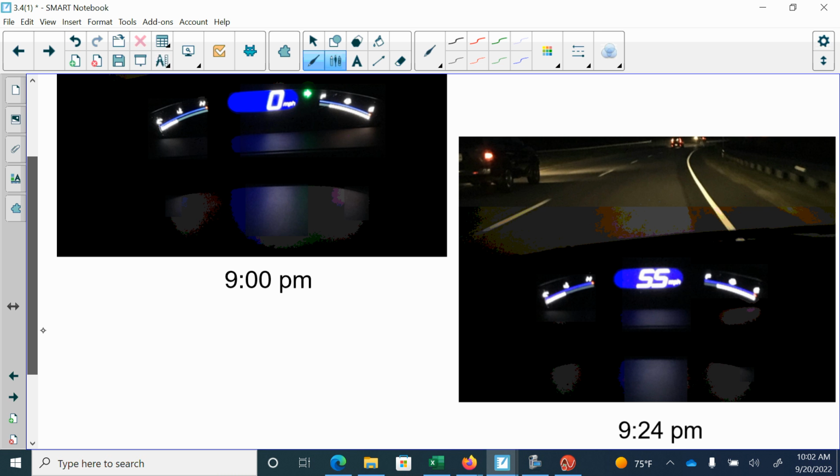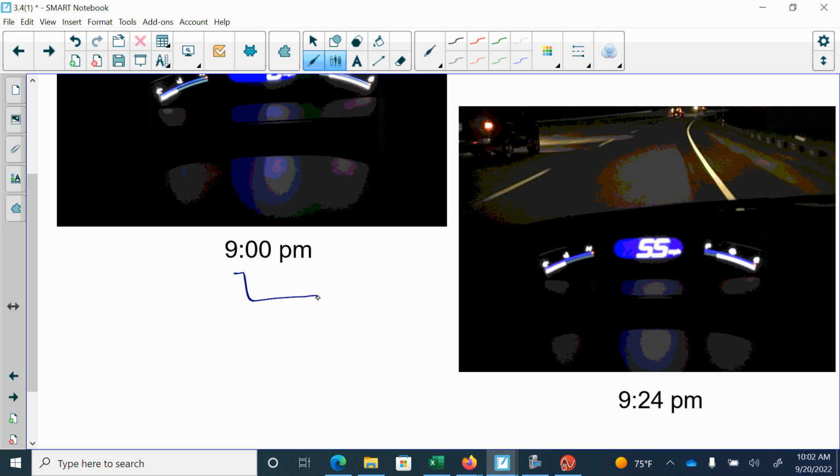So my whole point here is, did I ever drive at a rate of 20 miles per hour? Yes. Can I say that I ever drove at a rate of like 34 miles per hour? Yes. Can I say that I ever drove at a rate of 5 miles per hour? Yes. Did I ever drive at a rate of 60 miles per hour? Maybe, I don't know. But I know that if I'm driving consistently from 9 o'clock to 9:24, that car has to hit every number between 0 and 55. Does that make sense?